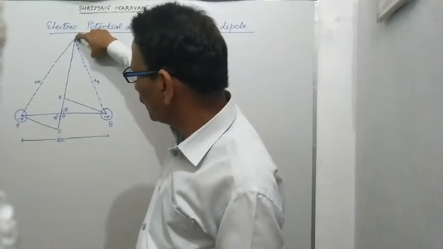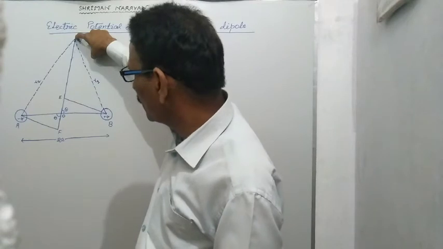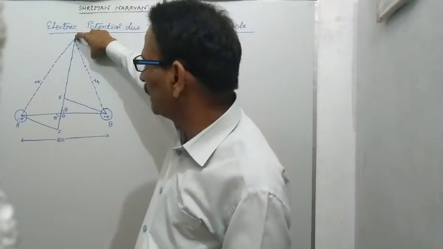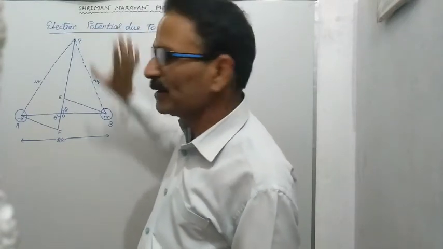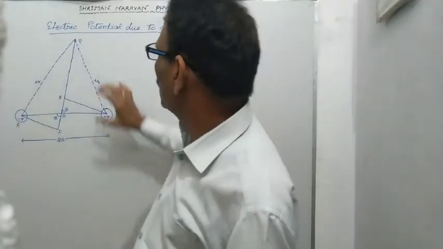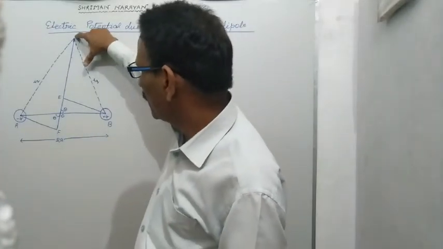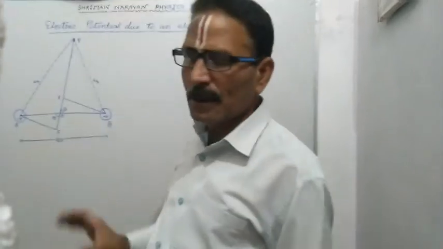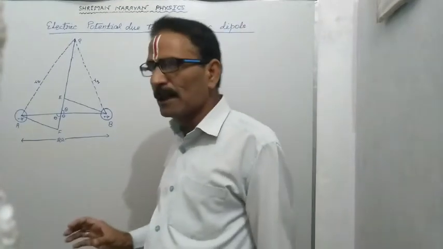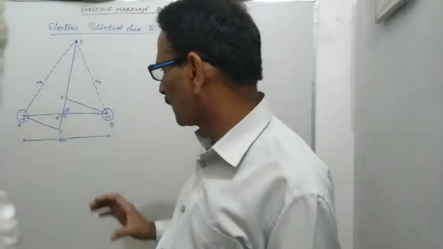Here the point P is located where we want to calculate the value of electric potential. यानी यहाँ पर एक पॉइंट P है जिस पॉइंट पर हम इलेक्ट्रिक पोटेंशियल की वैल्यू को कैलकुलेट करना चाहते हैं.